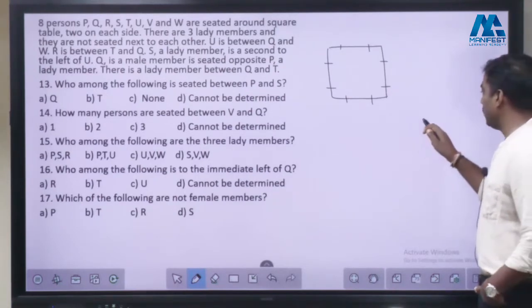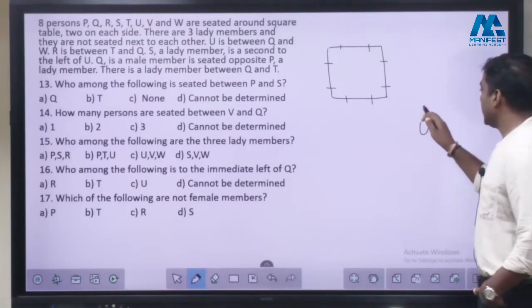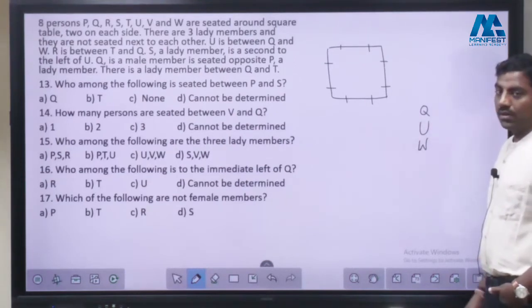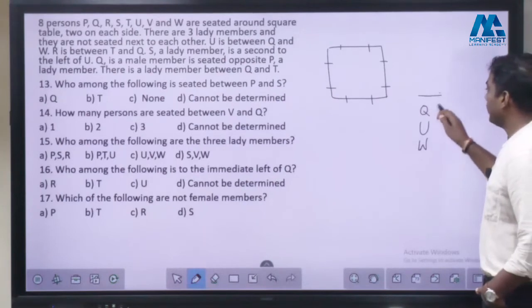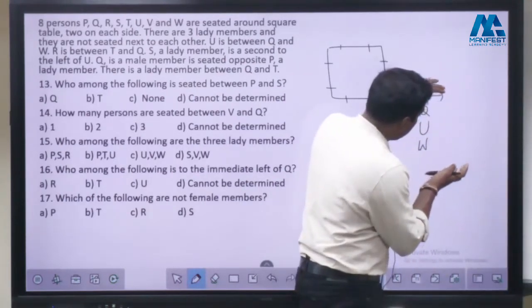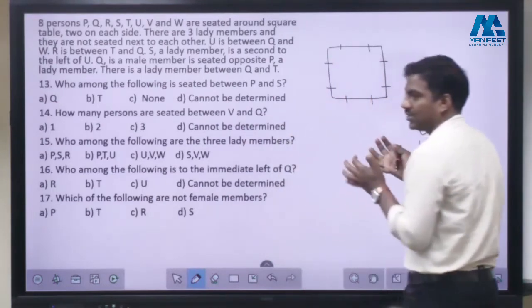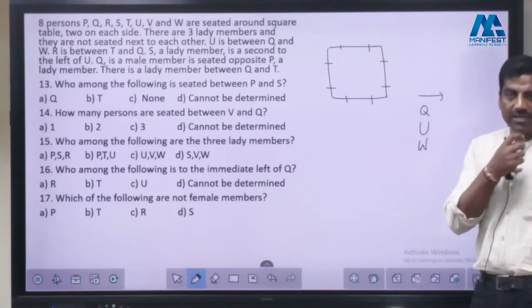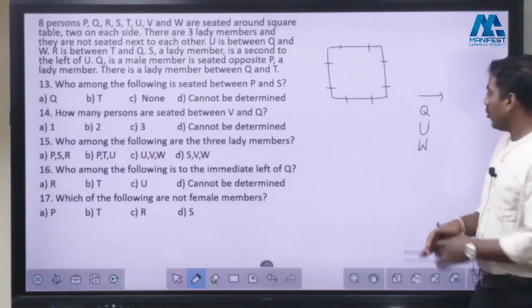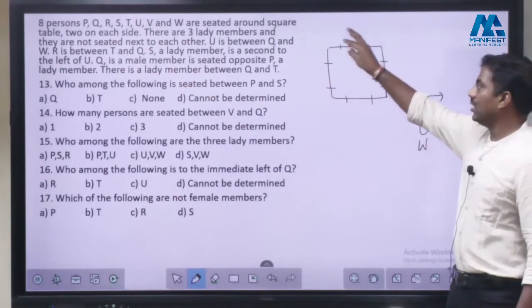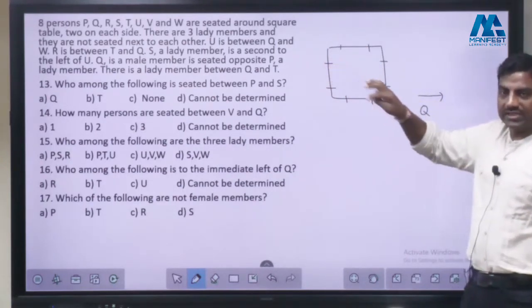U is between Q and W. Give a direction to them. That means if they are facing like this, you have to take them and arrange. See here in this case, they are facing the center of the table. If you want to arrange Q here, U and W will come here. Okay, that is how it is.